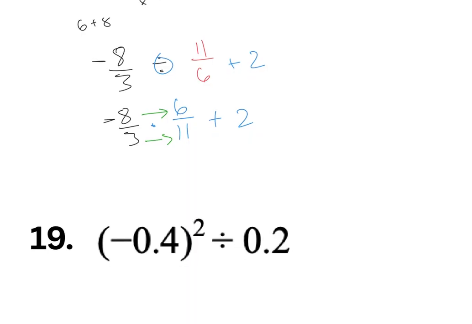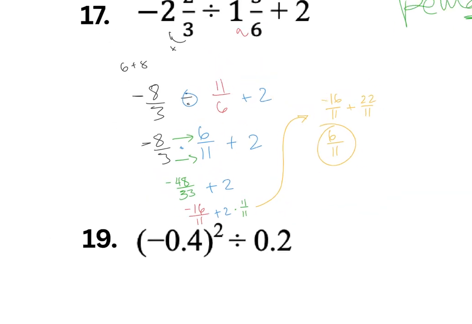We get negative 48/33. Yippee! We can reduce this before we do the plus 2 if you want. Let's see. We can divide by 3, and we would get negative 16/11 plus 2. But what we're going to have to do is multiply this by 11 over 11. And we end up getting negative 16/11 plus 22/11, which is going to be positive 6/11. That is number 17.